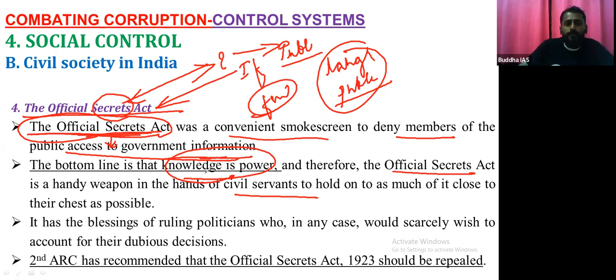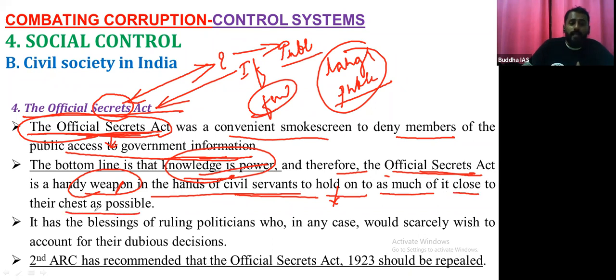The bottom line is that knowledge is power, and therefore the Official Secrets Act is a handy weapon. The Official Secrets Act is the weapon which the bureaucrats, which the government, is using, a handy weapon in the hands of civil servants to hold as much information as possible close to their chest. Means they are keeping the Official Secrets Act very close to their heart. They are trying to put every aspect of governance under the Official Secrets Act.